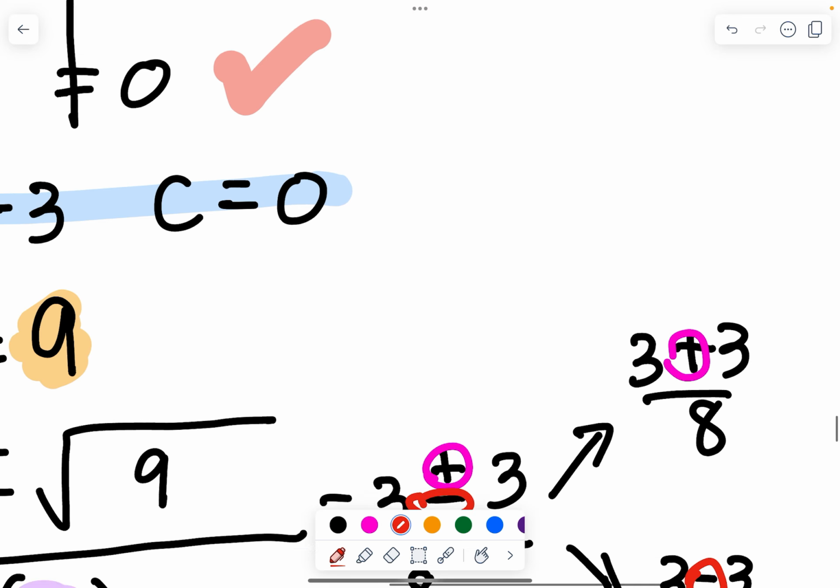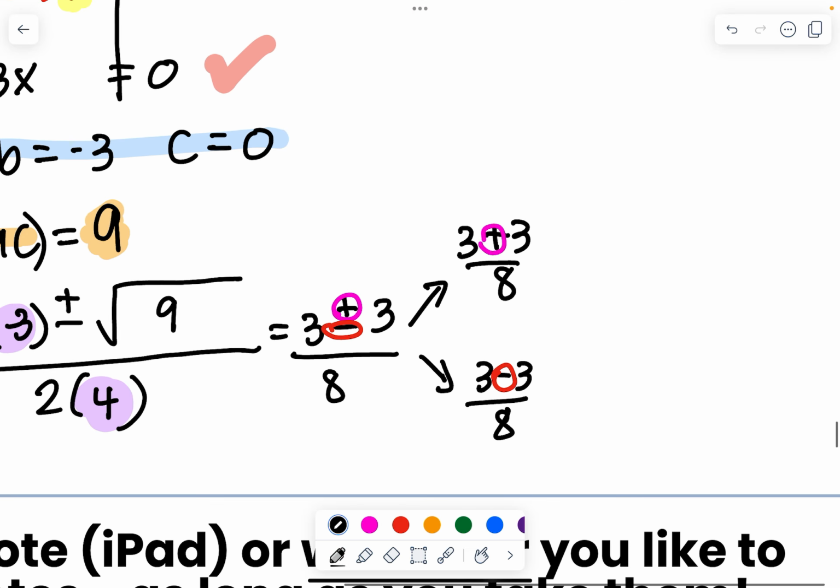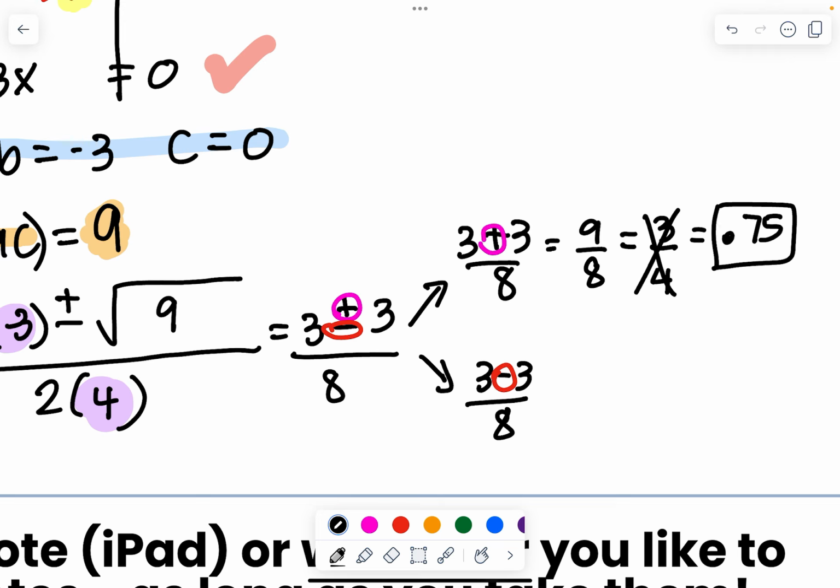Now I just need to simplify this. 3 plus 3 is 9. 9 over 8. You can leave it as this fraction if you want. You could reduce this to 3 over 4 if you want. Or if you're like, nah, this is not for me, 9 over 8 in a calculator is 0.75. Again, since I have a decimal, immediately not factorable. 3 minus 3 over 8 is 0. It's okay to have 0 on top. I get 0.